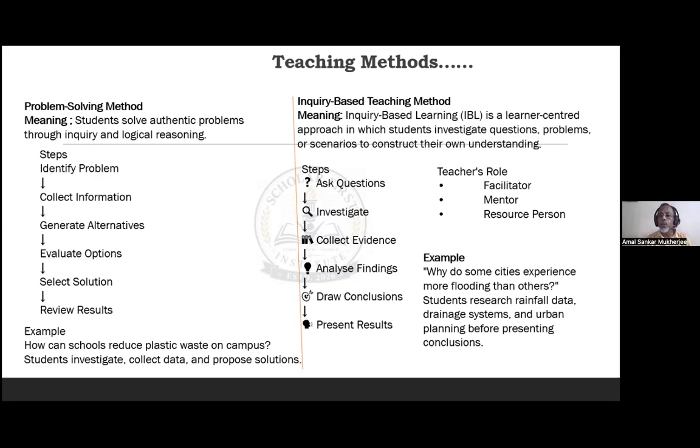What will the students do? Students research rainfall data, drainage systems, and urban planning before presenting the conclusion. So their creativity is nurtured, their inquiry-based approach is nurtured. Okay, so this is the inquiry-based teaching method.